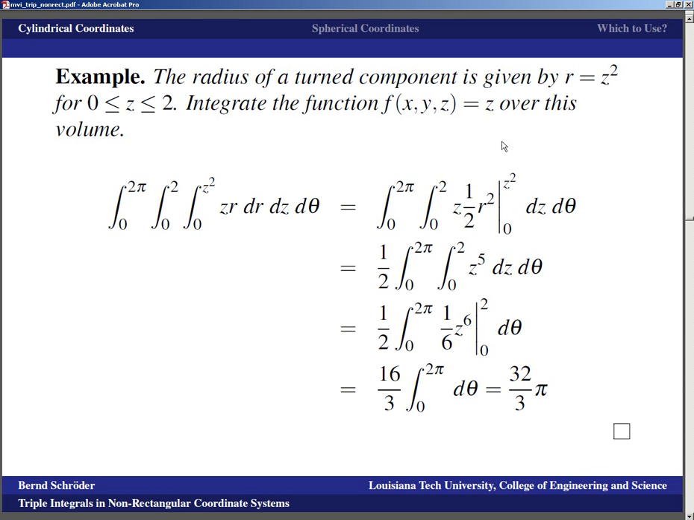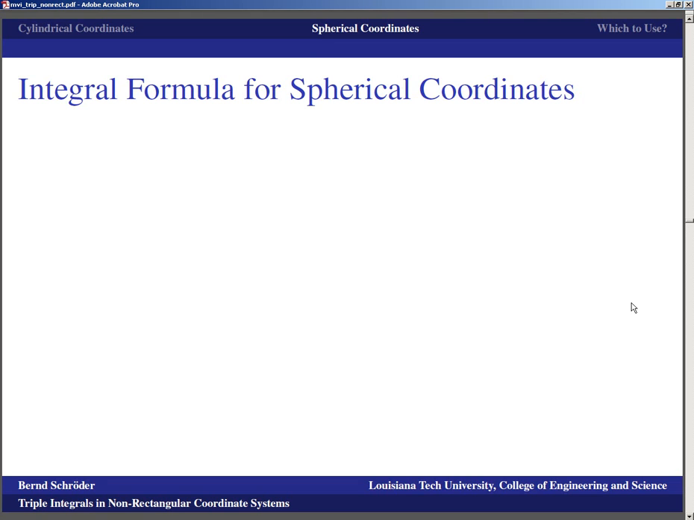It's not the z-coordinate of the center of mass because I haven't divided by the volume here, if we were to assume that it's constant density 1. All right, let's take a look at spherical coordinates.